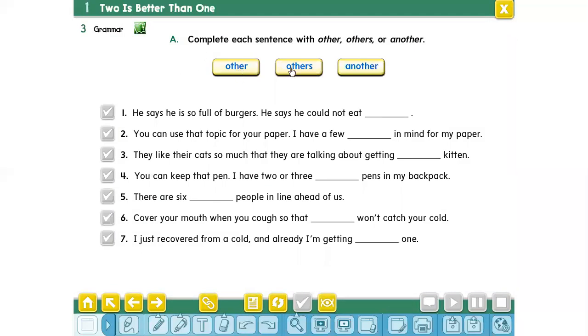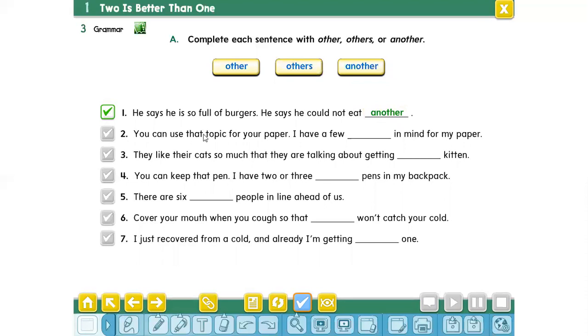We have to use other, others, or another. Be careful. He says he is so full of burgers. He is full of burgers. He is not hungry. He says he couldn't eat. Yes, another one. Very, very good. So he says he couldn't have another, or couldn't eat another.